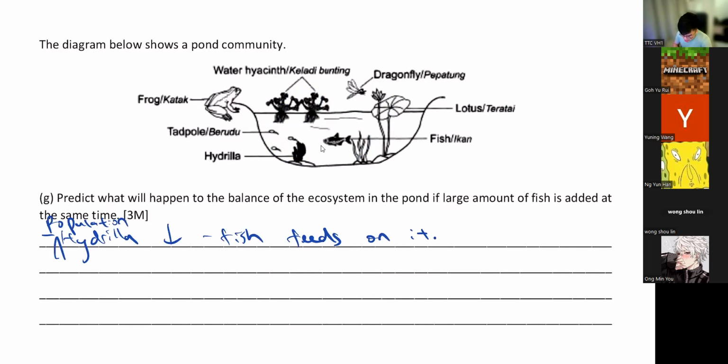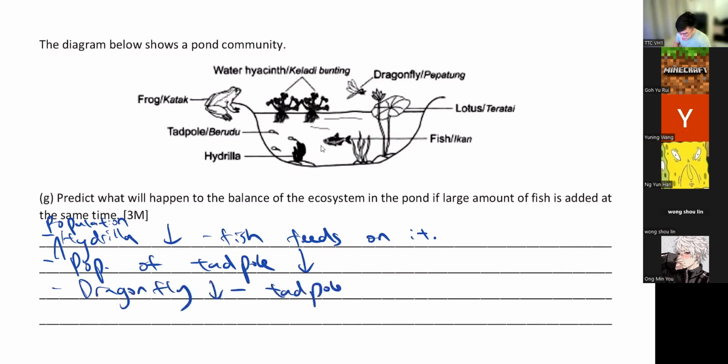So you can say the population of tadpole decreases. I mean, fish eat tadpoles too. So you can also say dragonfly, they also decrease. Why? Because now tadpole decrease, but the dragonflies have nothing to eat. Hydrilla is water weed. Or you can say water hyacinth decreases. The lotus also decreases because fish eat it.